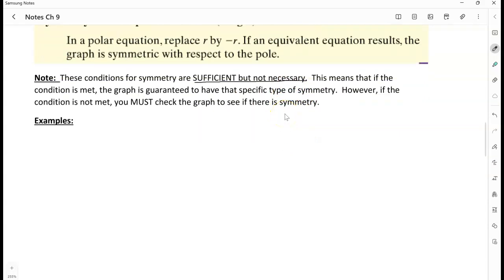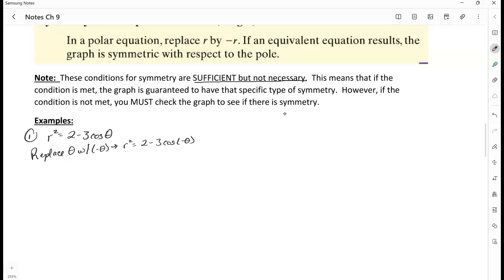So let's do a couple of examples. My first example, I'm going to look at the function r squared equals 2 minus 3 cosine of theta. And we are going to start with that first kind of symmetry, that x-axis symmetry, or polar axis. I'm going to replace theta with negative theta in this equation. So I'm going to get r squared equals 2 minus 3 cosine of negative theta.